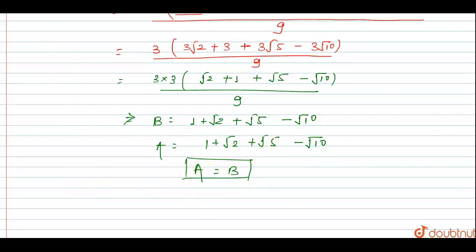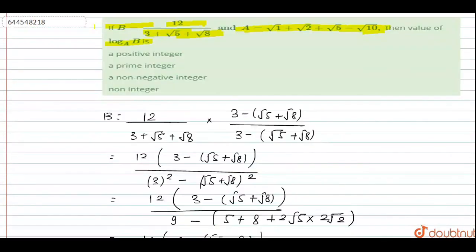Then we have to find the value of log B base A. Okay, and this can be written as log A base A, and this is equal to 1, and 1 is a positive integer. Okay, then 1 is the right answer of this question. And when we see the options of this question, option A is a positive integer, then option A is the right answer of this question.